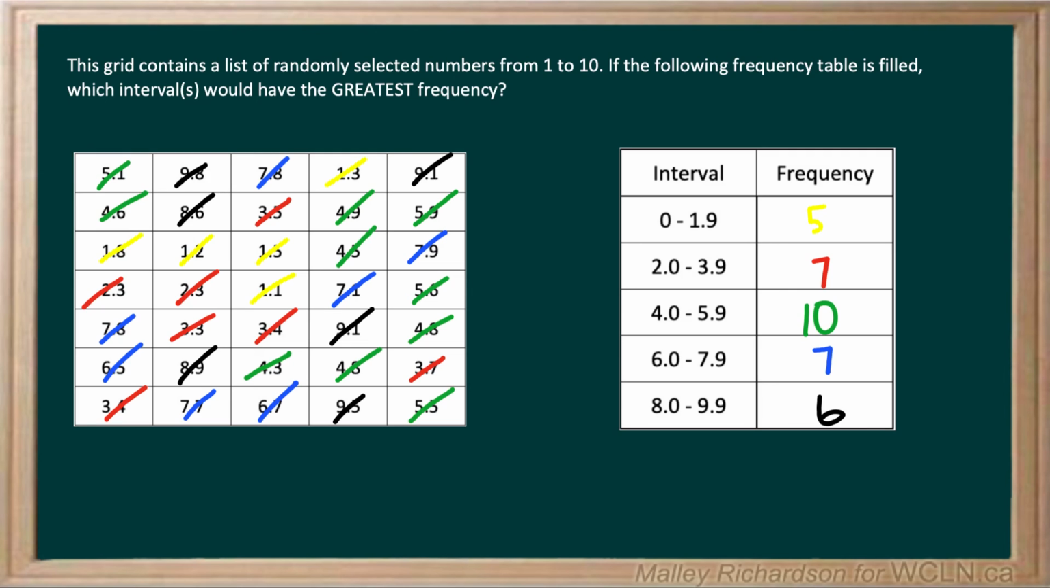Now that we've calculated all of our frequencies, we can find which interval has the greatest frequency. As we can see from our table, the largest frequency is 10. So therefore the interval with the greatest frequency is 4.0 to 5.9.